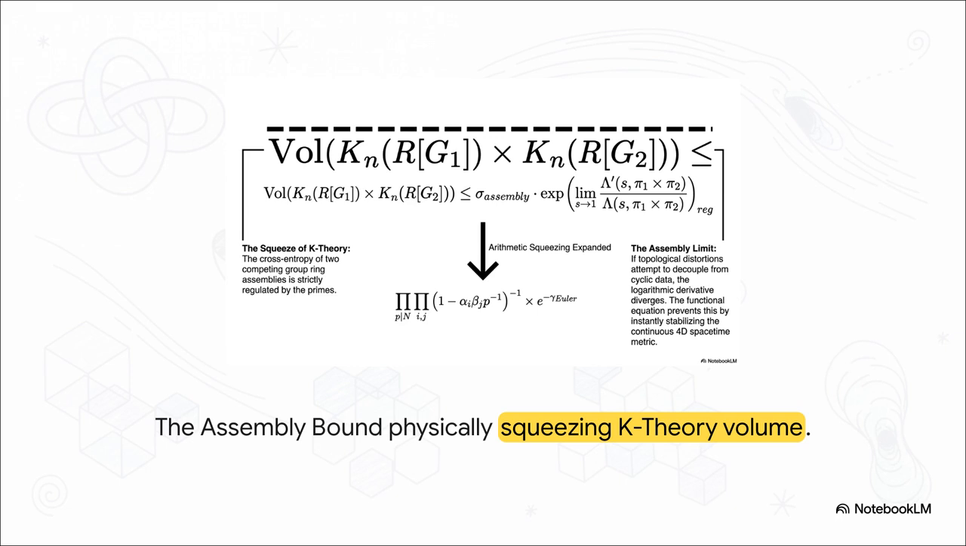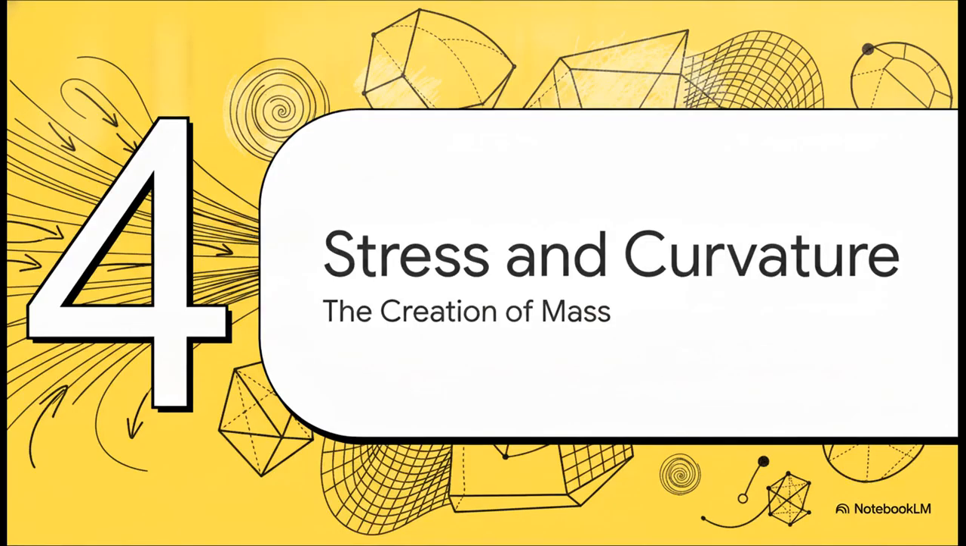But the global functional equation steps in. It physically squeezes the K-theory volume, stopping unbounded dimensional inflation or the infinite generation of vacuum entropy right in its tracks. And if that assembly bound is squeezed to its absolute breaking point, we reach part 4, arithmetic stress and curvature and the creation of mass.